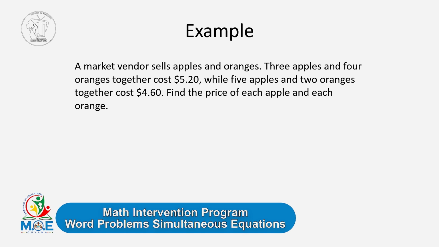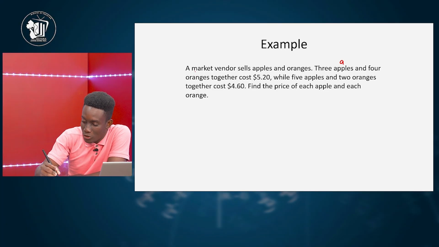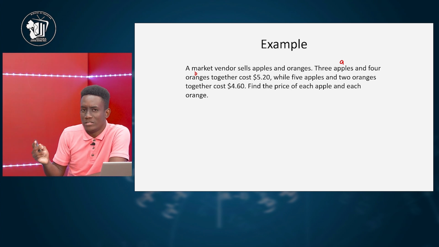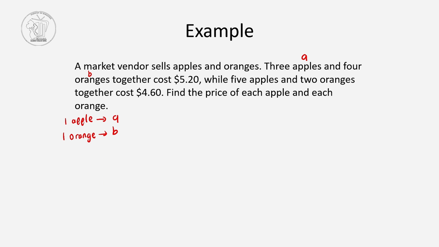Find the price of each apple and each orange. So first of all, let's come up with our equation. So we have apples and we have oranges. We can't use O because O kind of looks like 0, and that will be difficult to understand as we're working. So we can use A and B. For apples, we will say A, and for oranges, we will say B, simply because O is difficult to tell from 0. So we can say one apple is A and one orange is B.